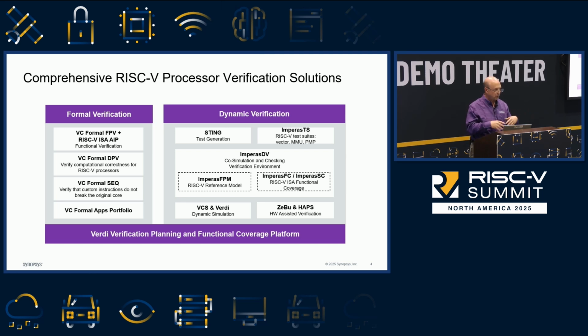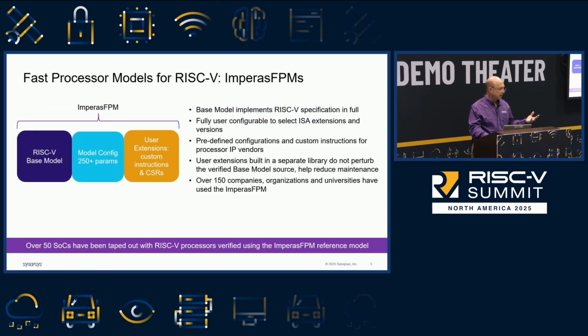These are test suites for architecture validation and especially focused on complex configurable extensions in RISC-V, such as vector, MMU, and PMP. And these are going to execute both on RTL simulation platforms, VCS in particular here, as well as on the hardware-assisted platforms, ZeBu and HAPS. I've mentioned the Empiric's FPM as being at the heart of these verification tools.